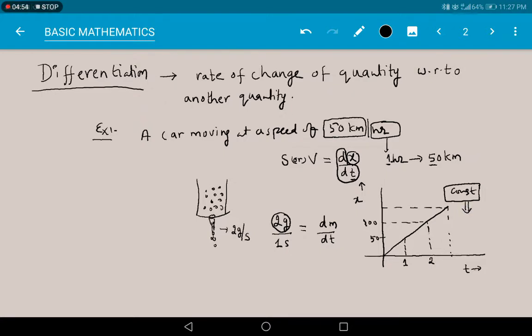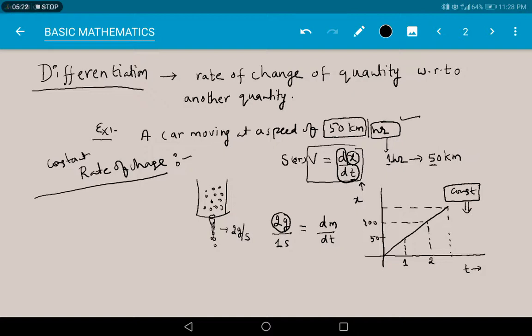So rate of change in position, v equals dx by dt, we can write. We are getting the expression like 50 kilometer per hour. So these rates are constant rate of change. These are the changes at constant rate. So in these cases we do not need differentiation.